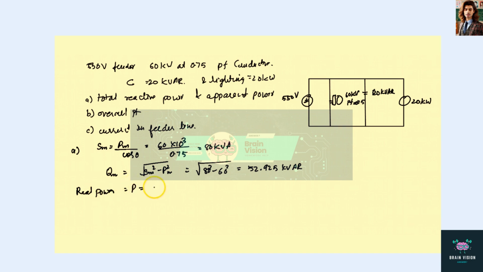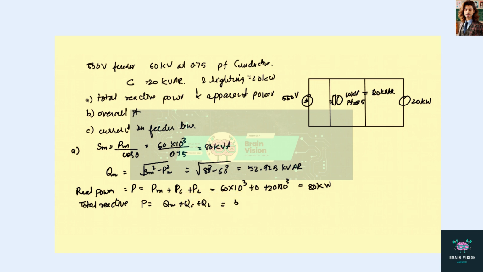Now total real power is equal to P equals Pm plus Pc plus Pl, that is motor, capacitor and the lighting. 60 into 10 raised to the power 3 plus 0 plus 20 into 10 raised to the power 3, that is total 80 kilowatt. Now total reactive power is equal to Qm plus Qc plus Ql, which is 52.915 into 10 raised to the power 3 minus 20 into 10 raised to the power 3 plus 0, and the total is 32.91 kVAR.